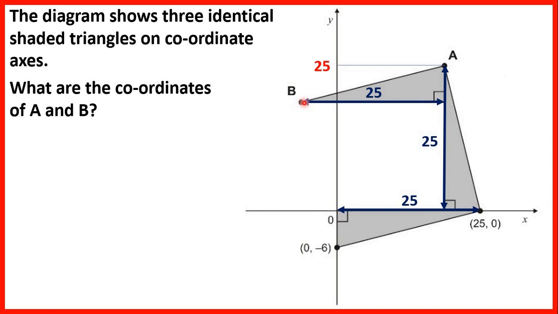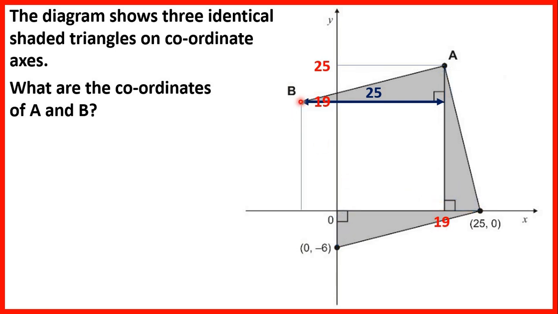Now we can't yet find the y-coordinate for B, but to work it out, we can spot that this length here must be 6. That's because we have 0 and minus 6, and minus 6 is 6 less than 0. So that means this distance here, again because it's a base of a triangle and the triangles are identical, must be 6 as well, which means that we have a y-coordinate here of 19, so 6 less than 25. We also have a length here of 6, and 25 minus 6 is 19, so the x-coordinate here is 19.